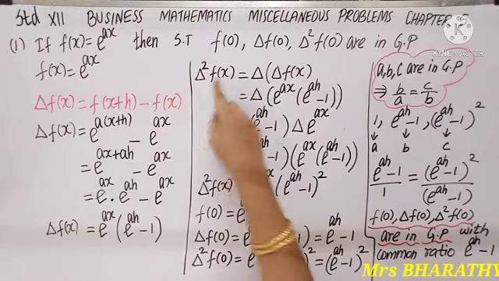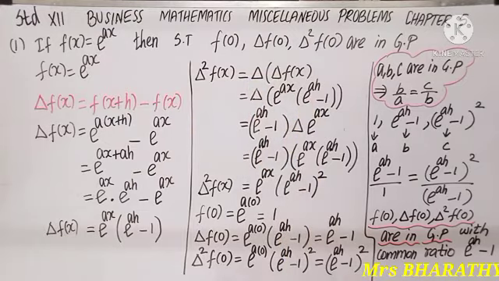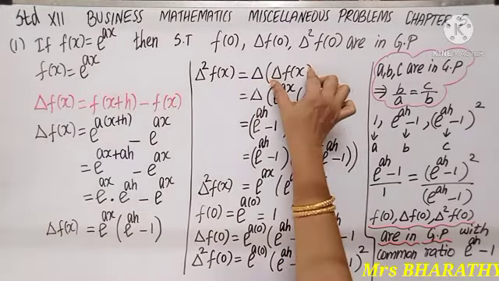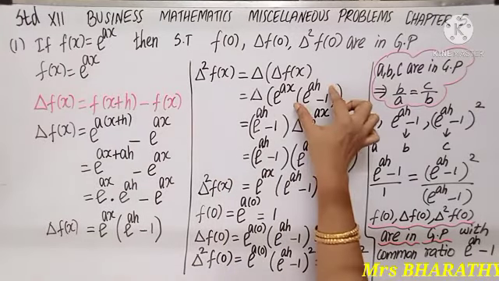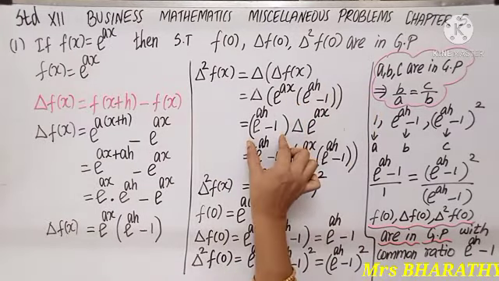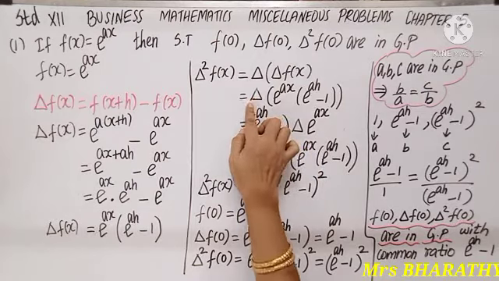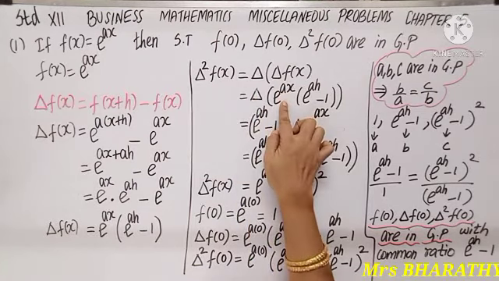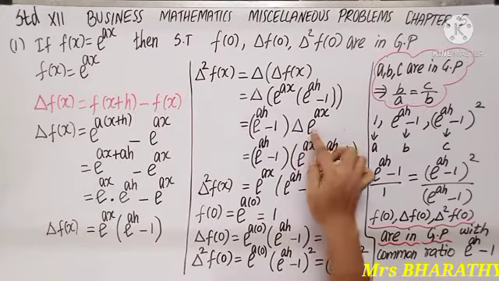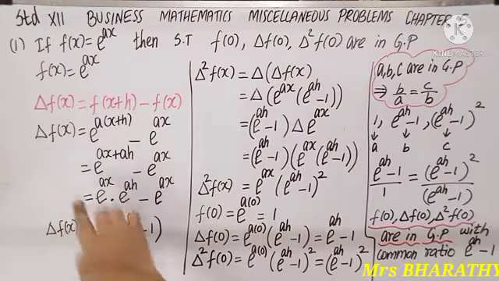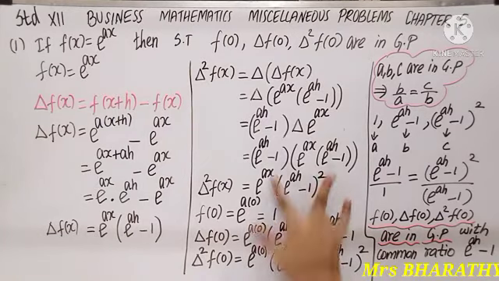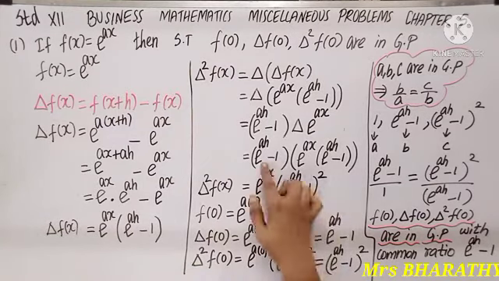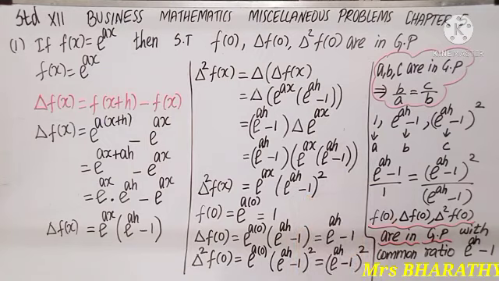Delta square tells me delta of delta f of x. So what is delta f of x? From here we copy. Here there is no x at all, keep it out. Delta is applied only for terms with x. Delta of e power ax we already derived, so we just copy. From these two, I get both are same, so I can multiply.